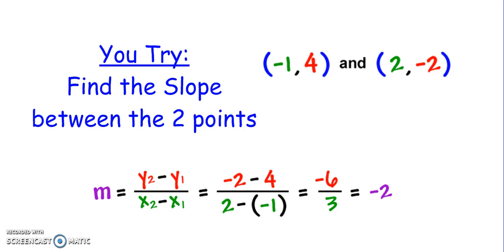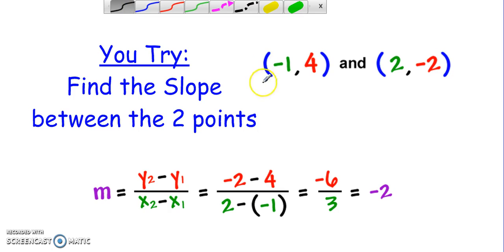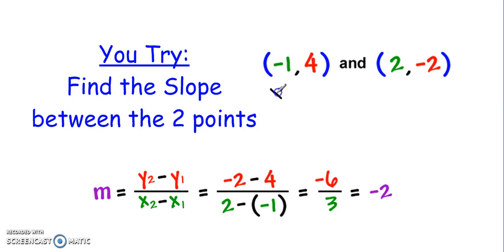So here's an example. I have (-1, 4) and (2, -2). One thing that I really like to do anytime I do these problems is label my numbers. So I'm going to call -1 x sub 1 and 4 y sub 1, and then I'm going to call 2 x sub 2, and I'm going to call -2 y sub 2. And now notice that I'm able to just plug these things into my equation, and I don't have to guess or try to remember which one is which. So y2 minus y1 over x2 minus x1.